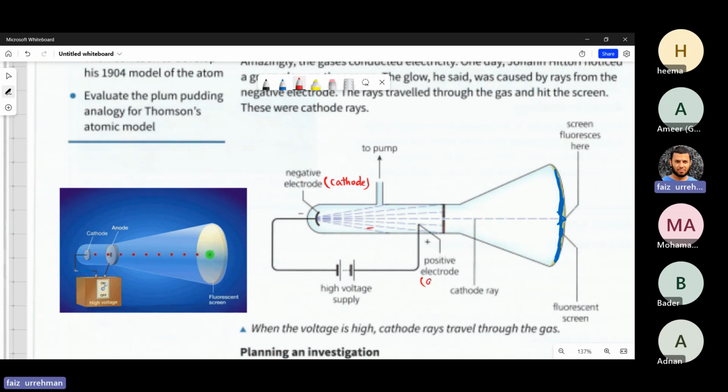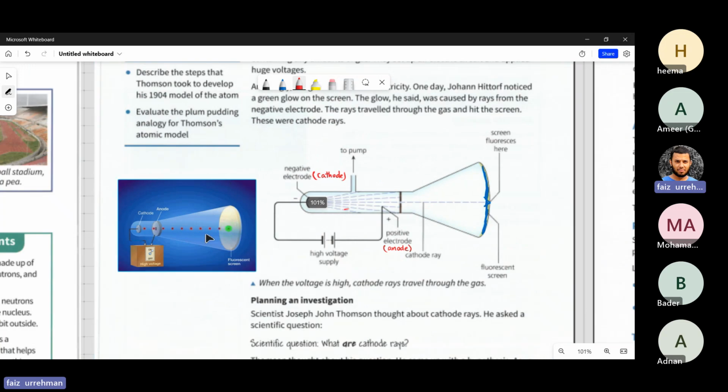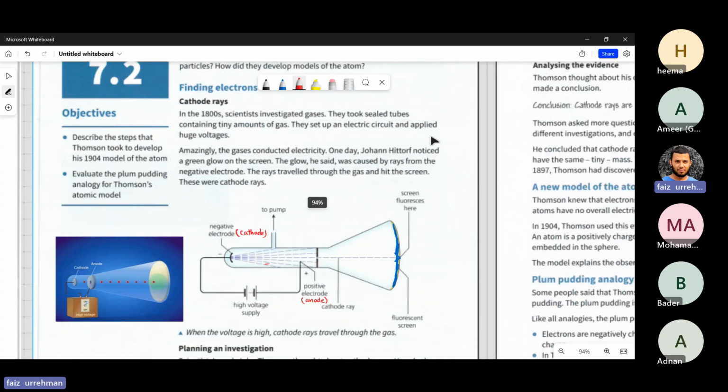And this is the anode. And what is this pump? Why is there a pump? Up there, here? Maybe to create the vacuum inside. Let me read the description. Maybe to remove the air inside. Let me check. So there are sealed tubes containing a tiny amount of gas.